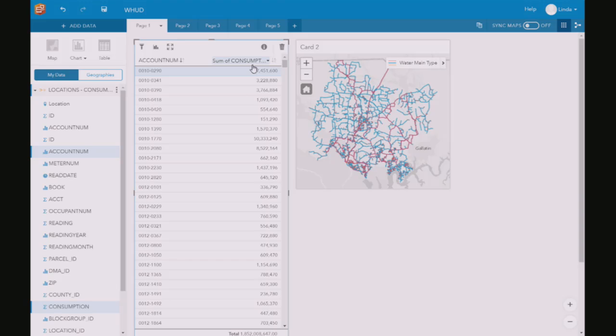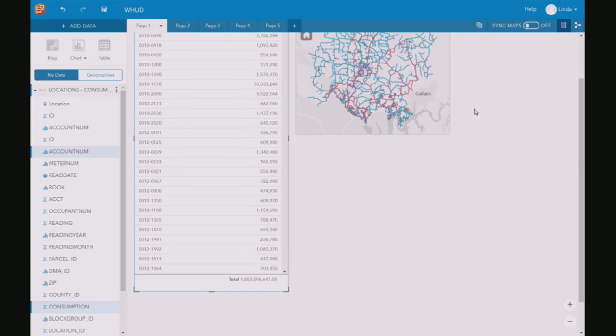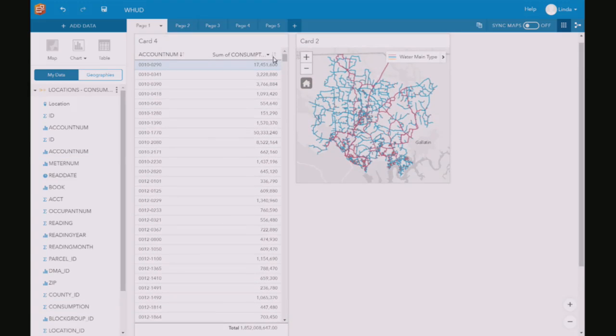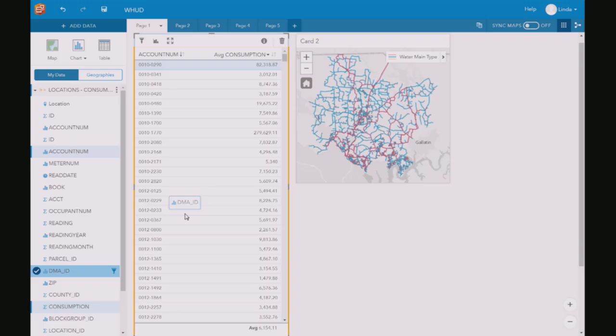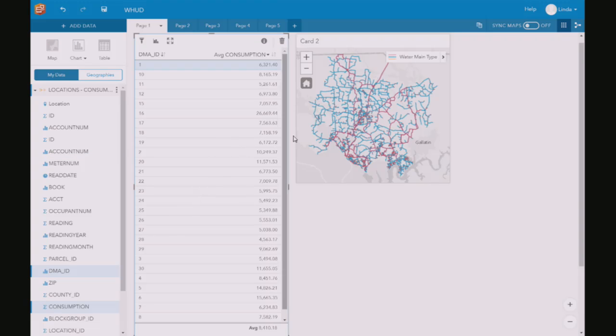So automatically this table is summing up the amount of consumption. So rather than me seeing the data table for each one of these, it's saying for each account, this is the total amount of consumption that they have at each one of those locations. So I can start to understand the individual accounts. I can change that to the average, so I can say, which one of these accounts, which one of these locations is using more. But I can also drill down into this information, so I could look at it by the metered areas.